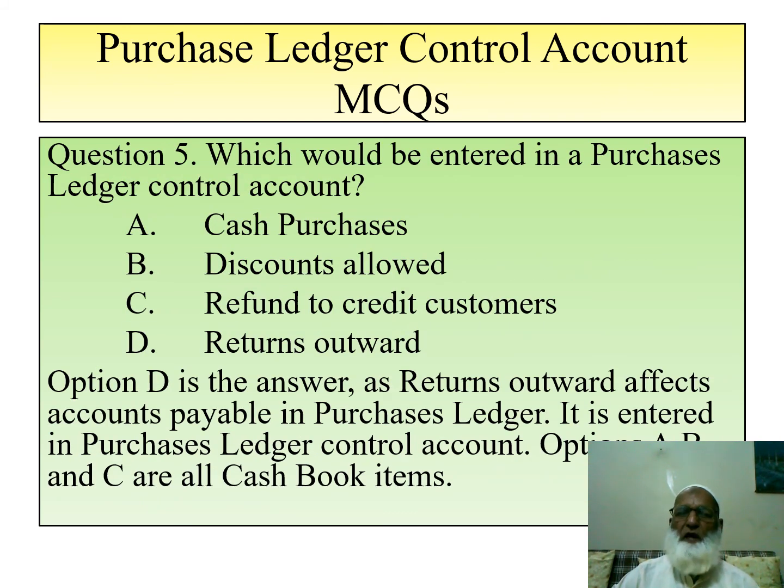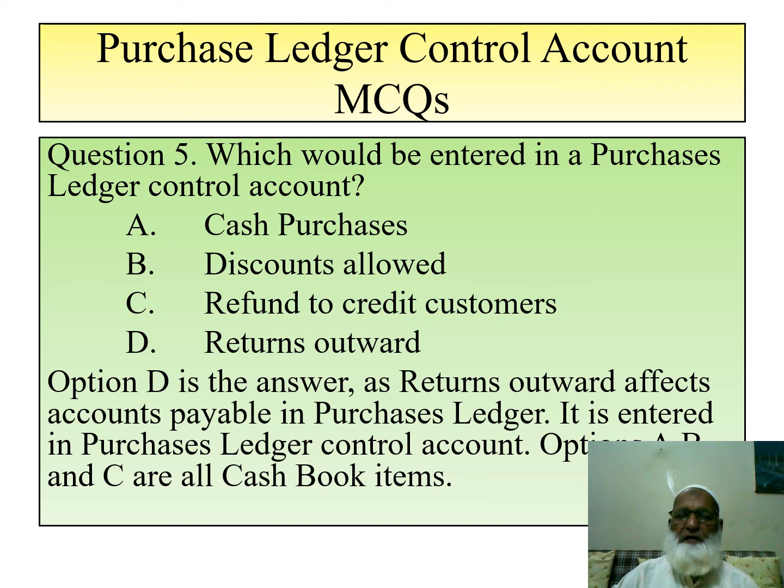Question 5. Which would be entered in a purchases ledger control account? Cash purchases. This is a cash book account. It is entered in cash book. Discounts allowed. It's related to sales ledger control account. Refund to creditors. This is also related to the sales ledger control account.